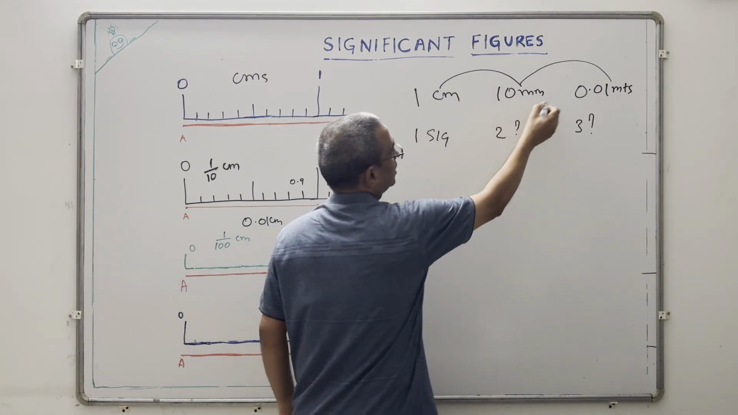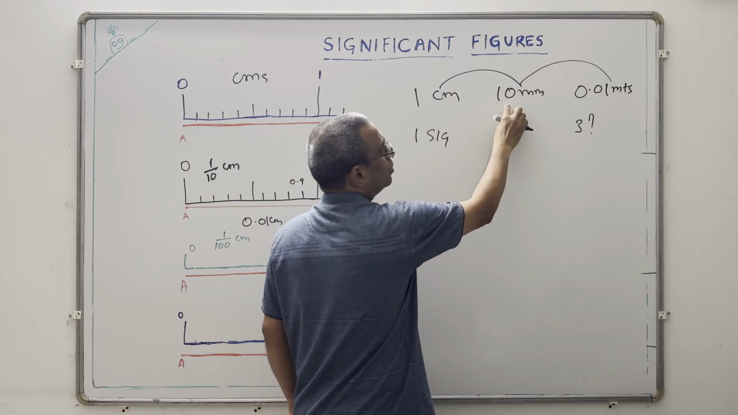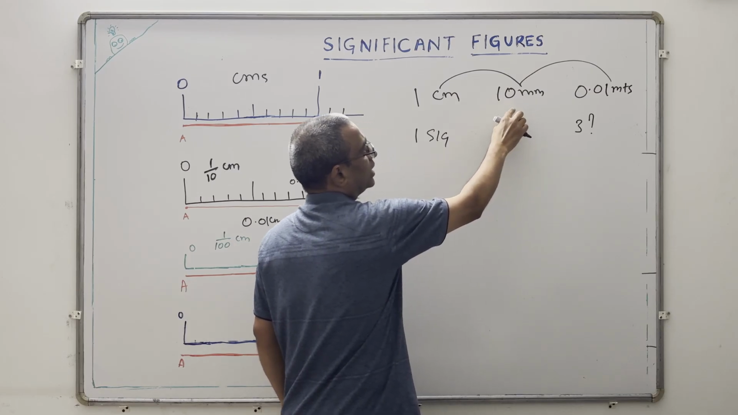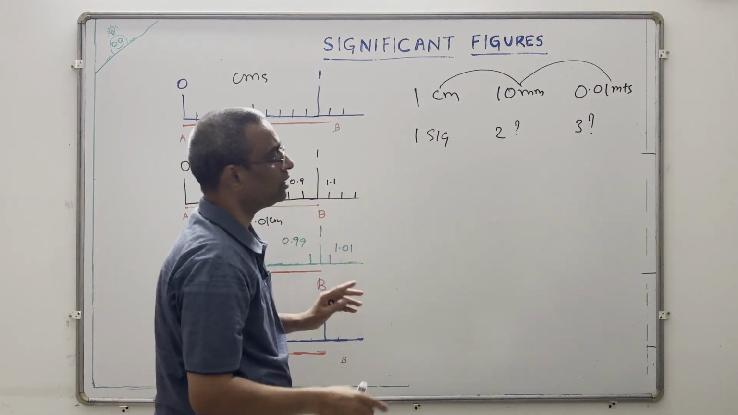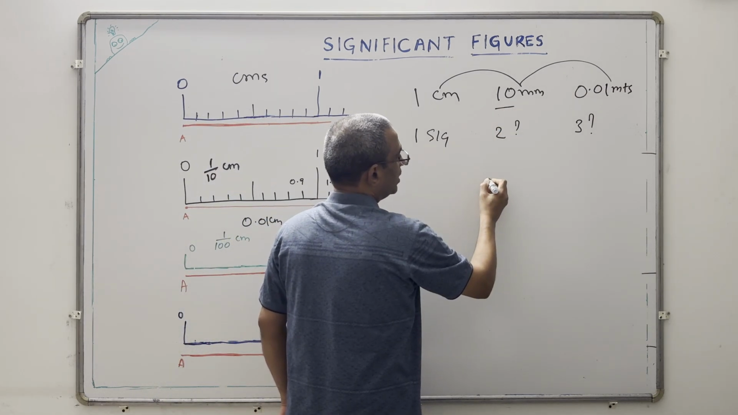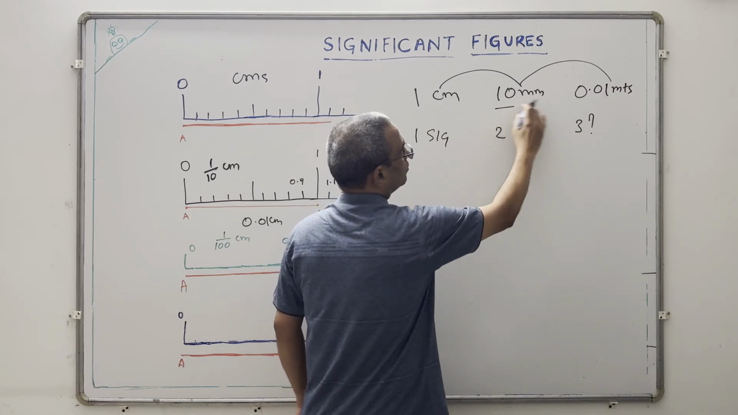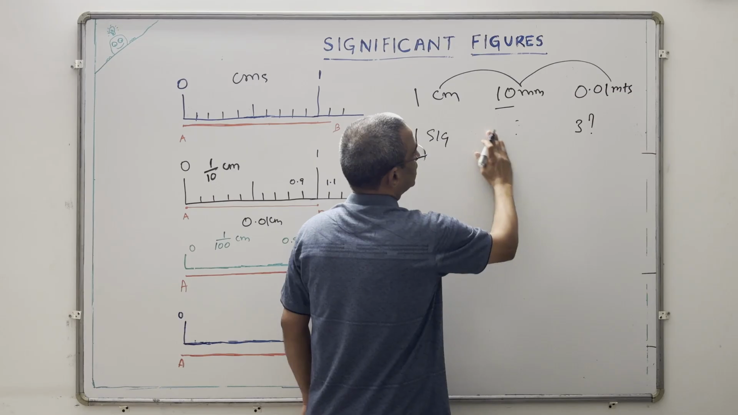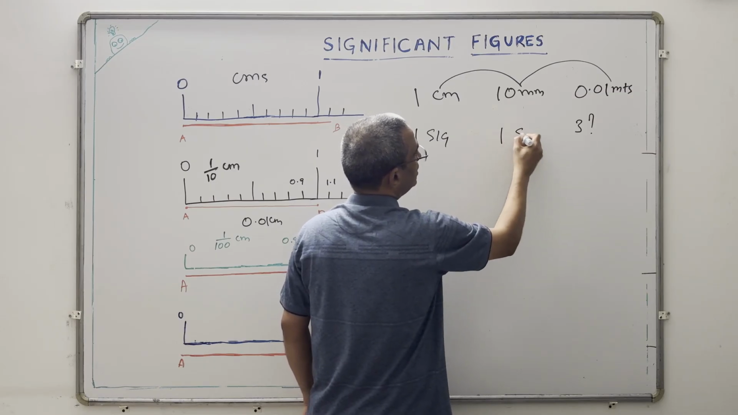decimals, for example this one, it doesn't have any decimals, so we are doubtful, we don't know whether this zero was because it was a millimeter scale or not. So in that case, they said any number without any decimals, all the trailing zeros will be ignored. So they said no trailing zeros, so ignore this zero and we have only one significant figure.